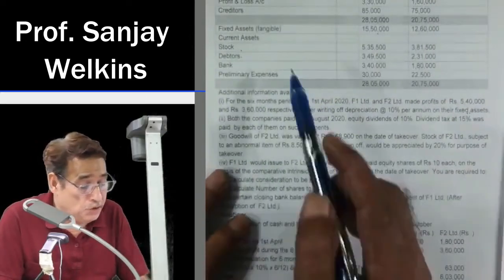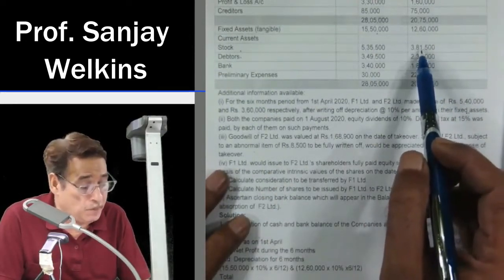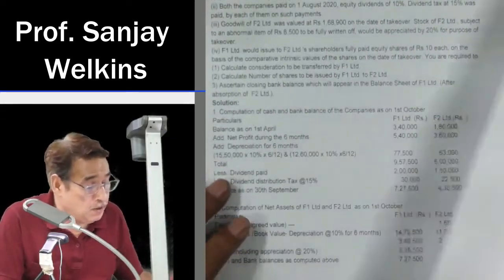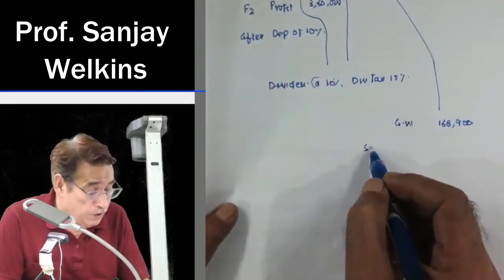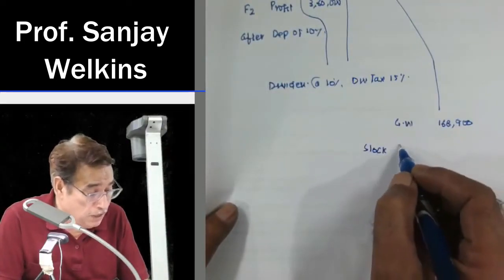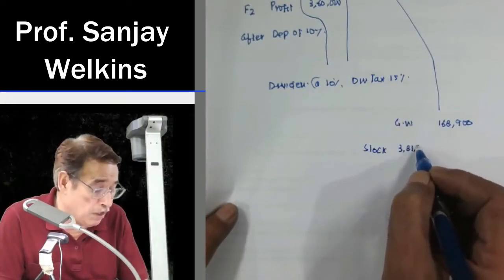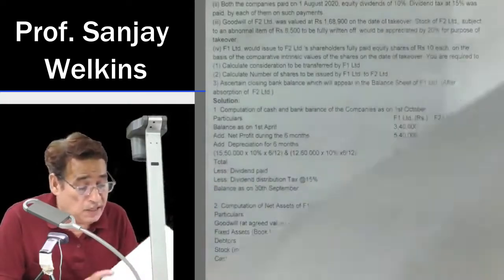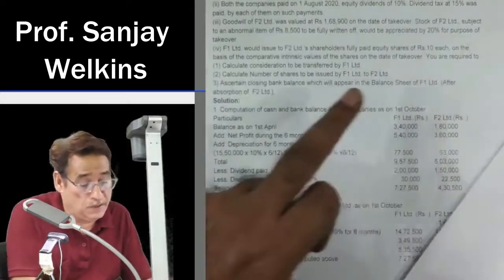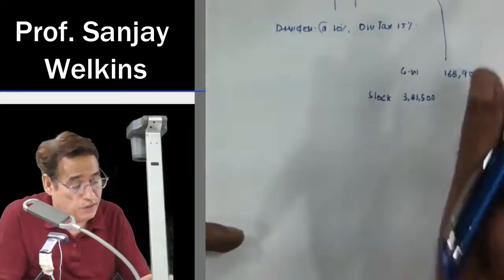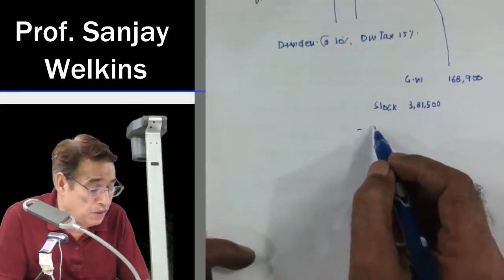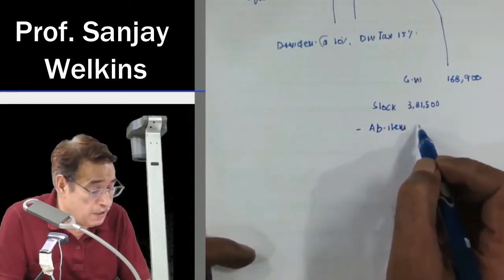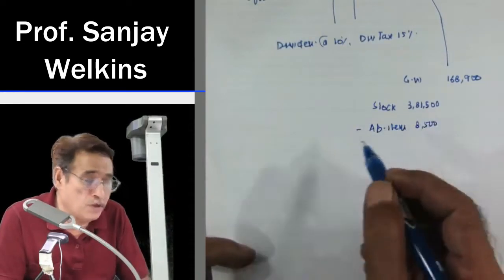Now look into the balance sheet. The stock of F2 Limited happens to be 3,81,500. What does this particular line mean? On the date of takeover, stock which is reflected in the balance sheet at 3,81,500, I'm talking about F2 Limited. Now, as per this line, a stock of F2 Limited subject to an abnormal item of 8,500. Subject to an abnormal item means this stock contains some abnormal item and its value is 8,500. It should be written off.